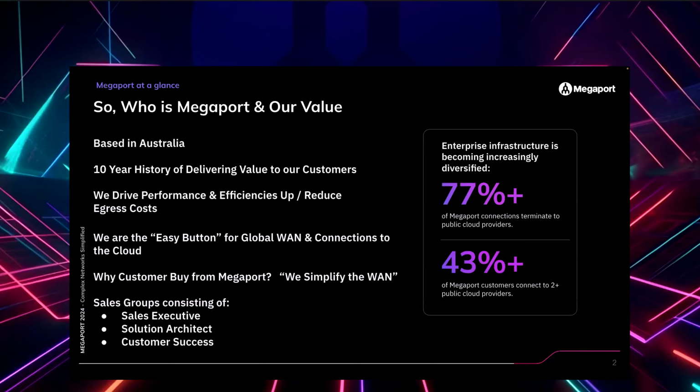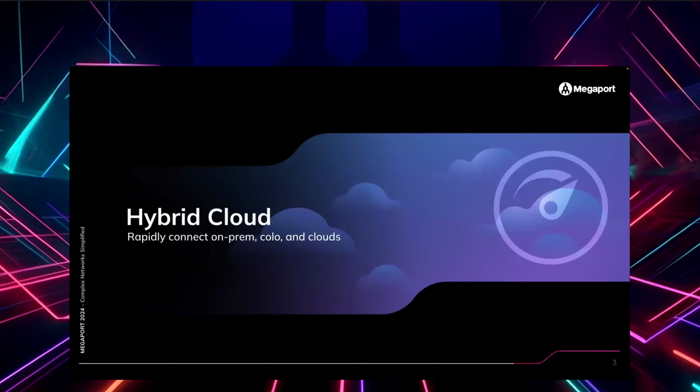And we're seeing increasingly that the enterprise is becoming diversified, and 77% of our connections terminate to cloud providers such as Azure, AWS, and Google. And 43% of our customers use more than one cloud provider. And so that's what we specialize in, connecting customers to the cloud and connecting customers to each other.